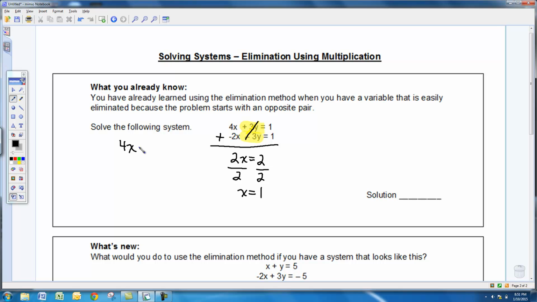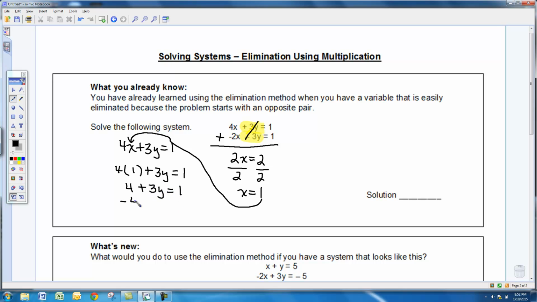Now we are going to take the value of x that we just found and plug it into one of the equations. Remember, it doesn't matter which equation you plug it into. So we're going to plug in 1 for x. Four times 1 is 4, plus 3y equals 1.